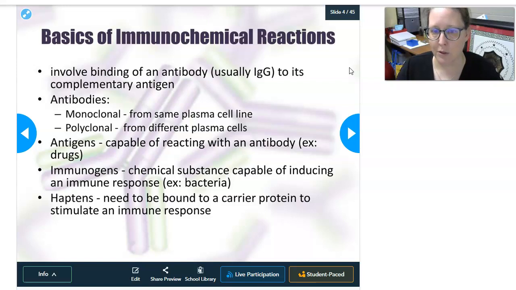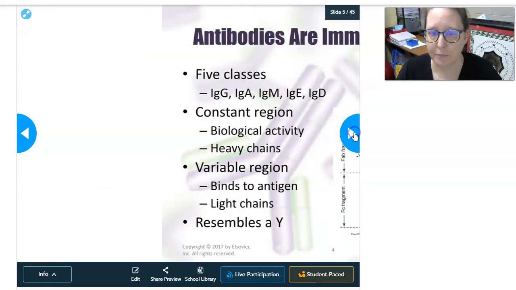Immunogens are the molecules that will elicit an immune response. So they're usually pathogens, bacterial and viral pathogens. An antigen is anything that's capable of reacting with an antibody, even if it's a normal molecule of your body.